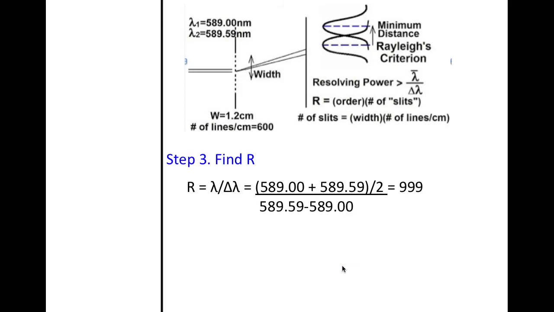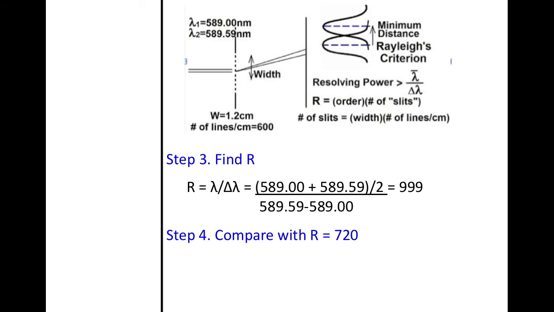For the second portion of R, we have our lambda, which is going to be the average of the two lights, 589.00 plus 589.59 divided by 2, and then that is going to be over the difference of the two wavelengths. When we calculate that, we get an answer of 999. Then we compare this 999 with the 720 from the first calculation.